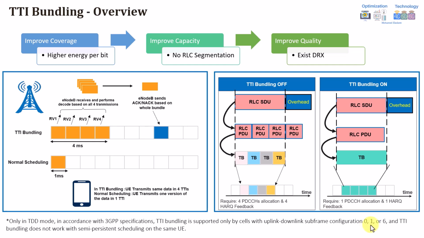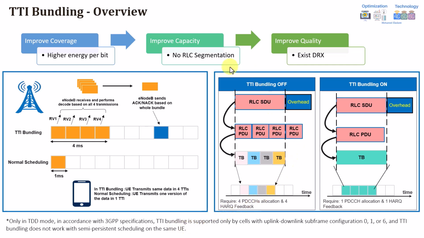The idea is that the TTI bundling requires 4 TTIs for uplink, right? That's why you will have a limitation on TTI bundling. That's why it's only supported by configurations 0, 1, and 6. But usually those configurations are not used. Usually we use subframe configuration 2, and it also doesn't work with semi-persistent scheduling for the same UE. So this is just an extra comment.